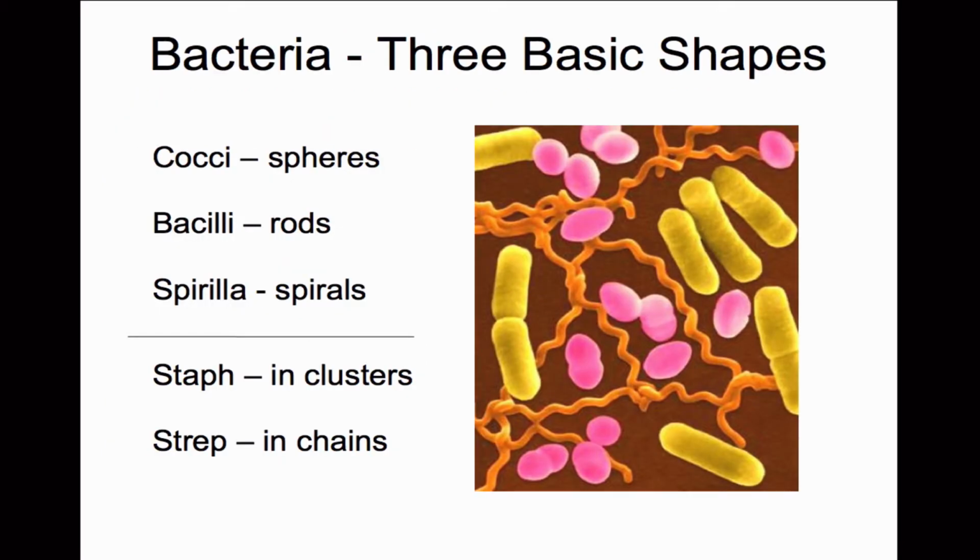So we have some naming systems that we use for the basic shapes of bacteria. We have cocci, which are spheres. They're the round bacteria. We have bacilli, which are the rods, and we have spirilla, which are the spiral shaped. Now, if we put staph in the word when we're naming it, that means it's in clusters. Staph is actually a Greek word that means grapes, and so staph would show clusters of bacteria. And then we also use the word strep, and that means that they're in chains and they're basically linked together one after the other.